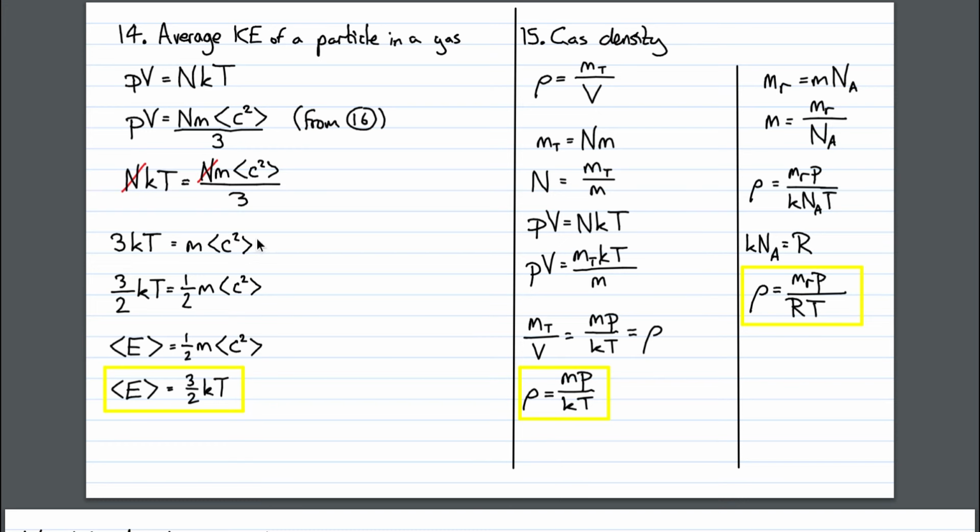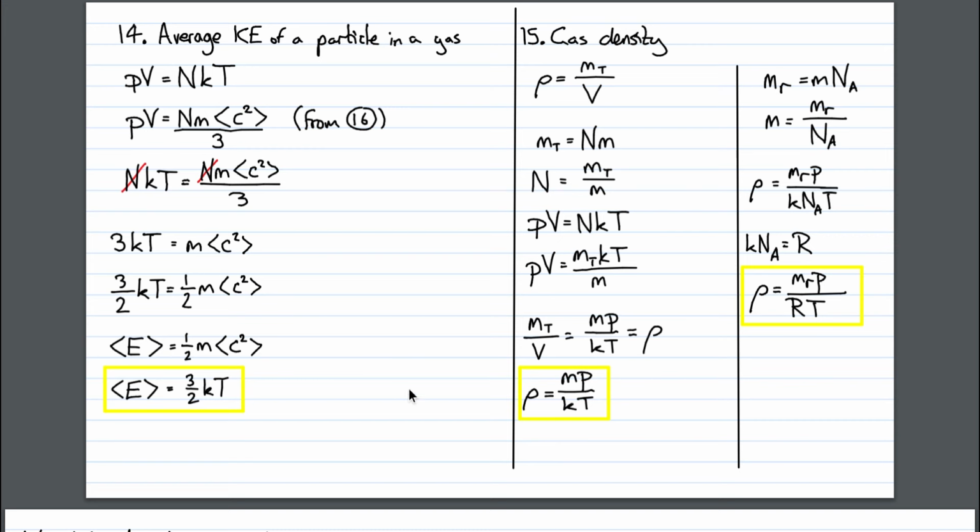Now, this equation, it's looking pretty close to kinetic energy on the right-hand side. We just need half m, and then this is an average c squared. So let's just divide everything by 2, and you get 3/2 kT is equal to that right-hand term there, which is the average kinetic energy. So the average kinetic energy is 3/2 kT.